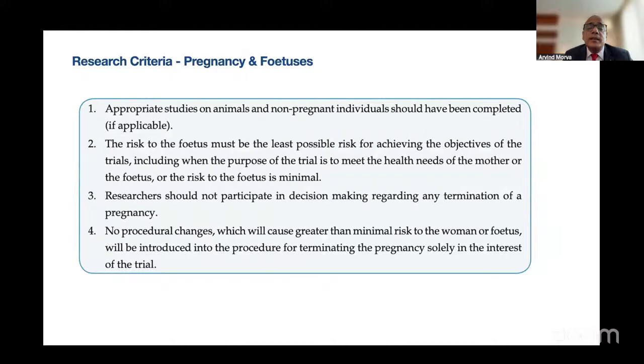For pregnancy and fetuses, a very careful trial is needed. Appropriate studies on animals and non-pregnant individuals should have finished before administering among this group. The risk to the fetus must be the least possible risk. Researchers should not participate in decision making regarding any termination of pregnancy, and there should be no procedural changes which will cause greater than minimal risk to this group.